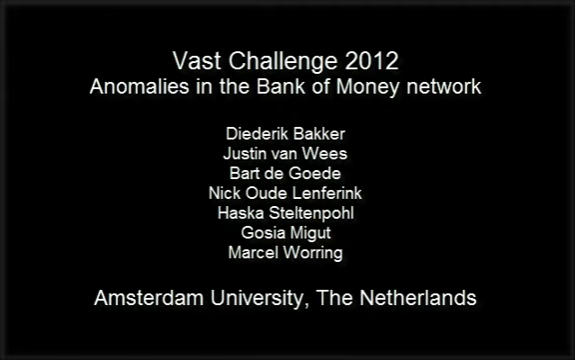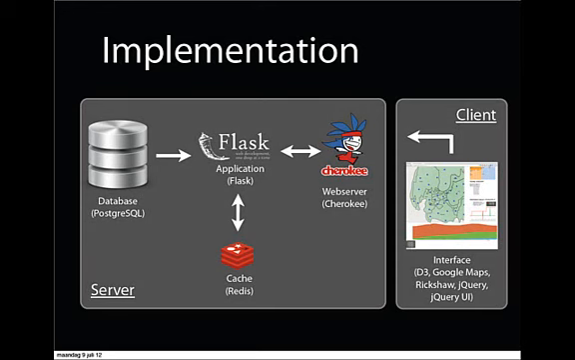Our software is a web browser-based application designed to analyze the Bank of Money network containing nearly 1 million computers. Our application focuses in particular on exploring multivariate data over time. The server side uses Flask microframework to perform aggregations on the data and to handle clients' requests.